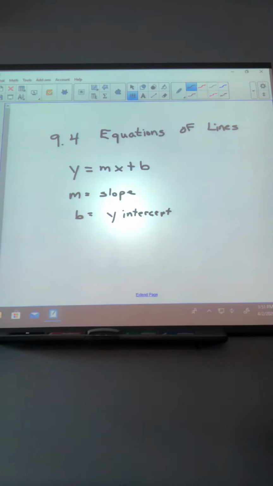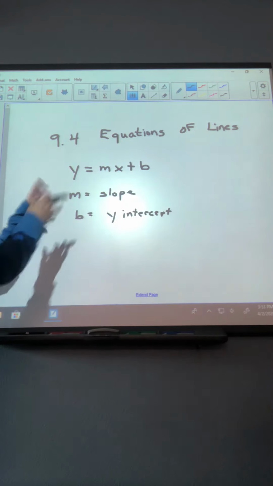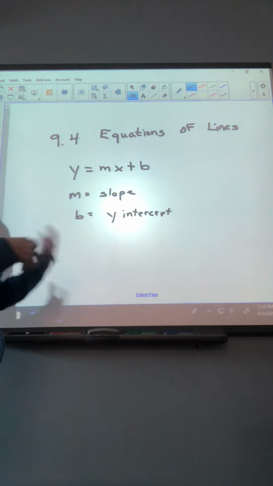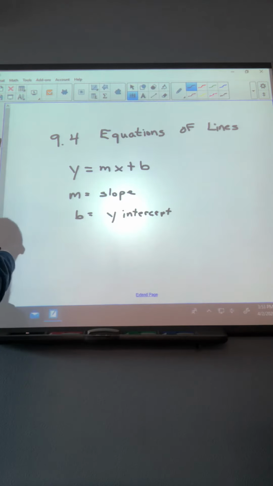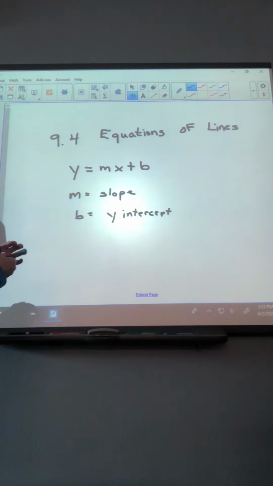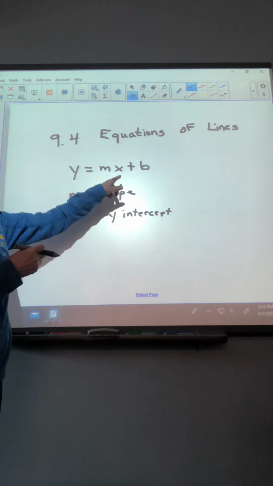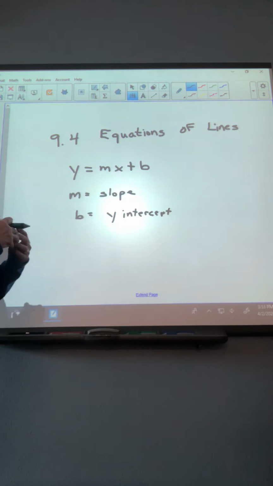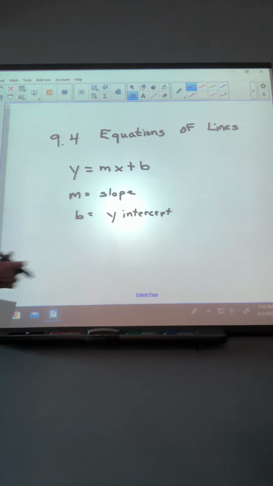So what we're going to be doing today is kind of changing the equation around. I like to call it manipulating the equation so that we can find the slope and we can find the y-intercept when it isn't in this form. So we rearrange things so that we get it into that form. So first we're going to start with an equation that's actually in slope-intercept form.